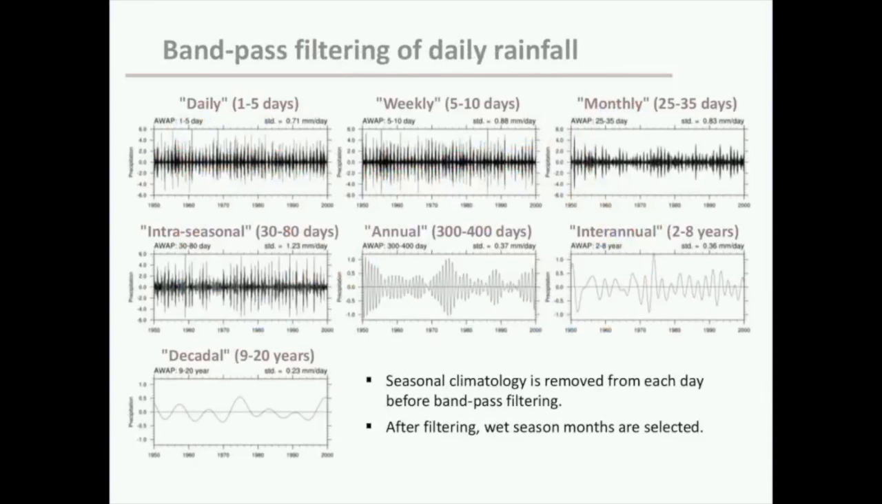But beyond that, we wanted to actually look at the different timescales. So we used bandpass filtering of daily rainfall to break up the time series into different bands: a daily, weekly, monthly, intraseasonal, annual, interannual, and decadal bands. And we basically calculate those for the historical climate and then also for our future climate, and we compare the standard deviations of those two time series.